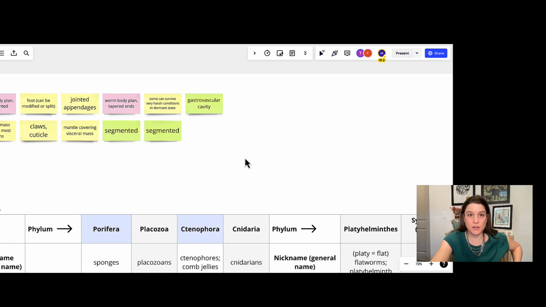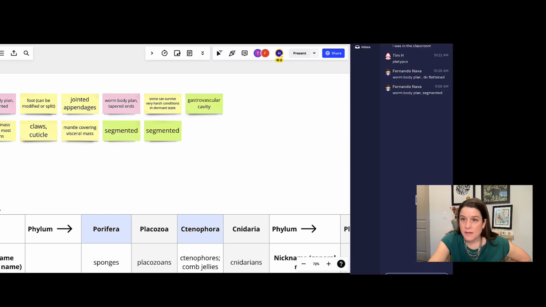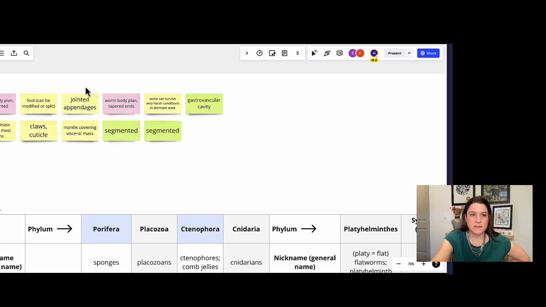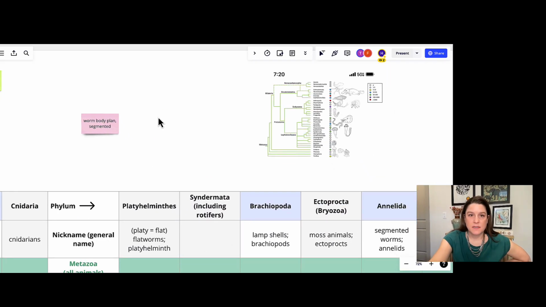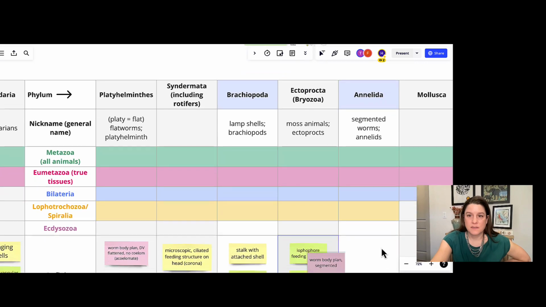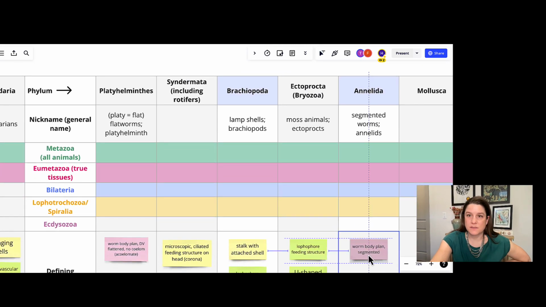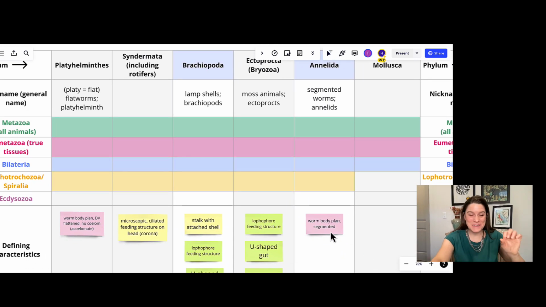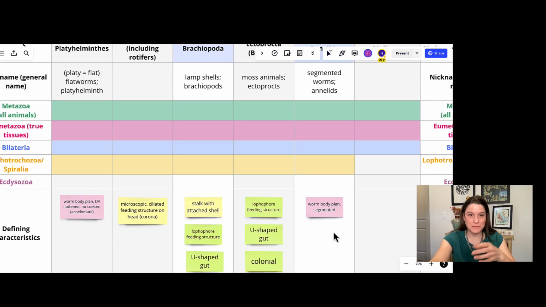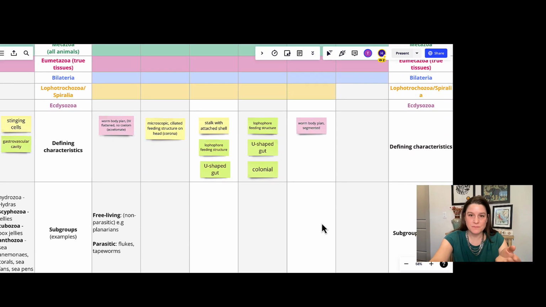Well, for sure with our earthworm, right? We had a worm body plan for these guys. Oh, I got somebody. Worm body plan, segmented. That sounds like a good idea. Because it had all those little, it's called a segmented worm. Plus it had all the little sections with those septa between them.